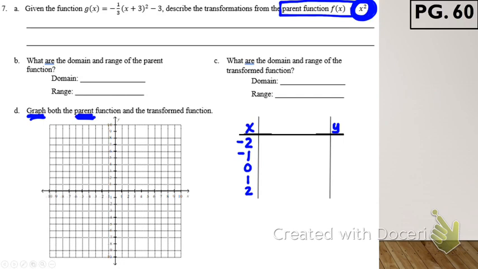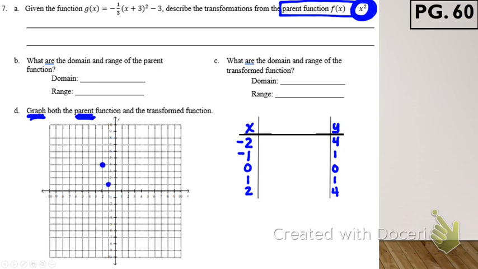My parent function rule says we're going to take our x's and we're going to square them. So I'm taking each of these numbers and multiplying it by itself to get these outputs. If I take -2 and square it, what do I get? 4. What about if I take -1 and square it? 0 and square it? 1 and square it? And 4 again. So we're going to go put that on our graph.